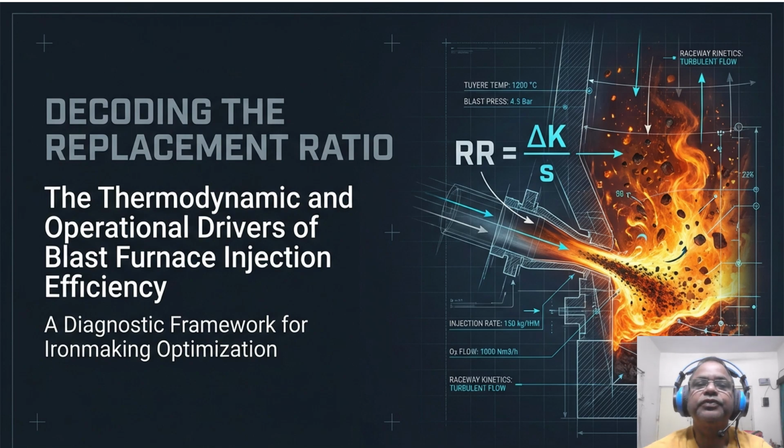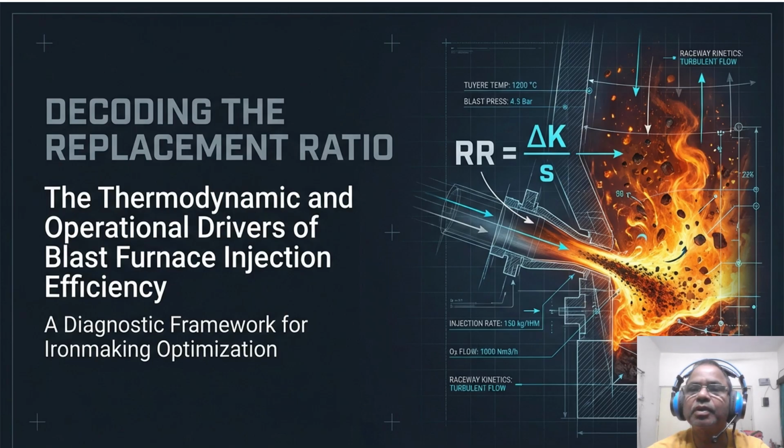In the modern blast furnaces, coke is no longer just a fuel. It's our most expensive structural asset. To optimize our cost, we must master the auxiliary injection process. You see here a cross-sectional diagram of the tear zone where hot air and pulverized coal meet at 1200 degrees centigrade. Note the core equation RR, which stands for the replacement ratio, which is equal to delta K divided by S.